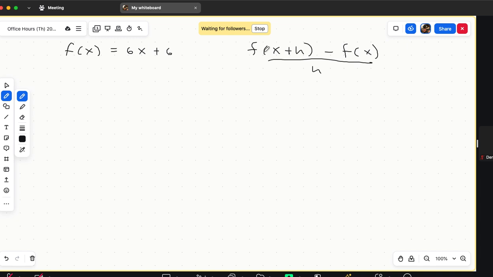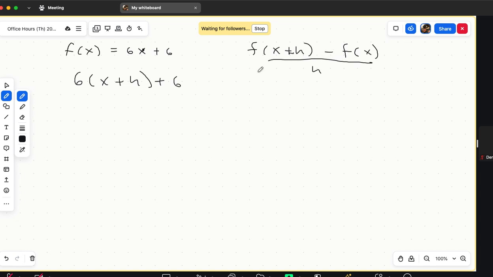So this piece right here says f of x plus h. So whatever is in these parentheses, that is going to go into this x. Like the same way that if this said f of 7, you would go 6 times 7 plus 6. This says f of x plus h, so that is going to look like 6 times x plus h, plus 6. So that piece is our f of x plus h.